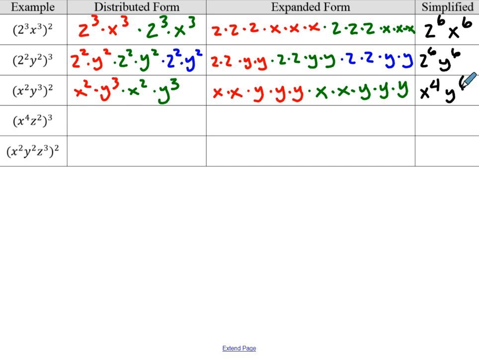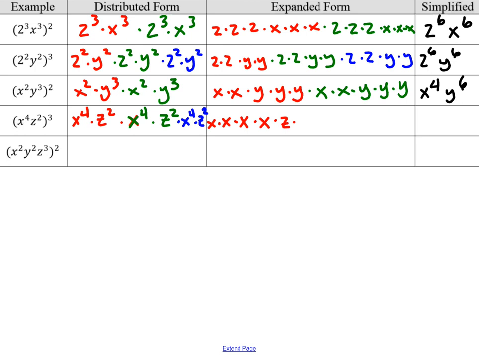Next up, we have x to the 4th z squared. We have that 3 times, so we have x to the 4th times z squared, and then we have x to the 4th times z squared. Let's go ahead and write that out. 1, 2, 3, 4 x's. Oh, I'm sorry, we had that 3 times. All right. Z.